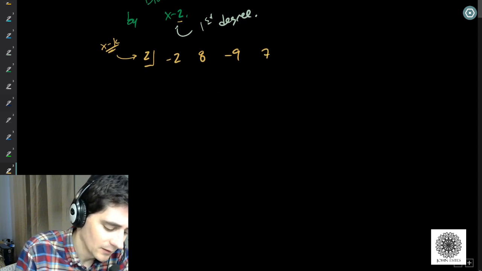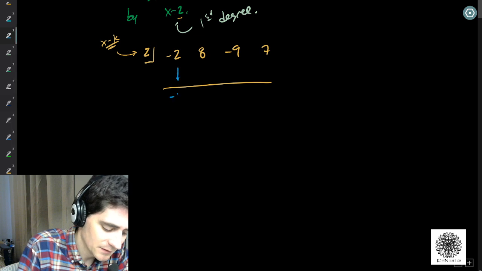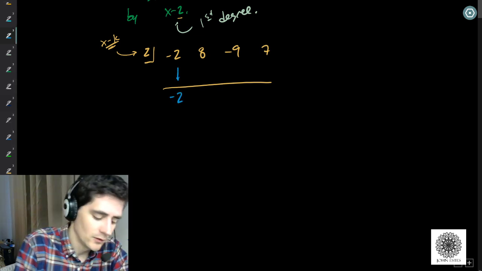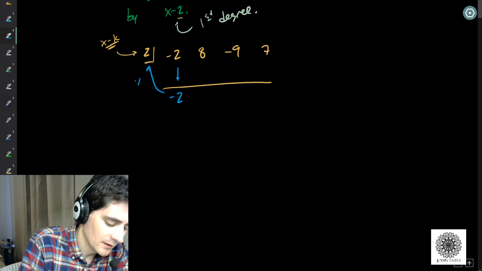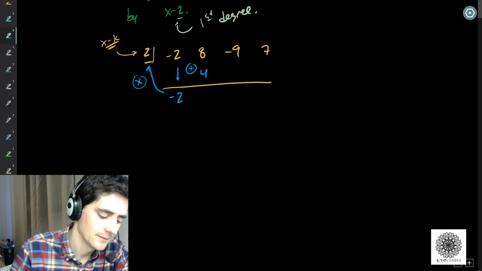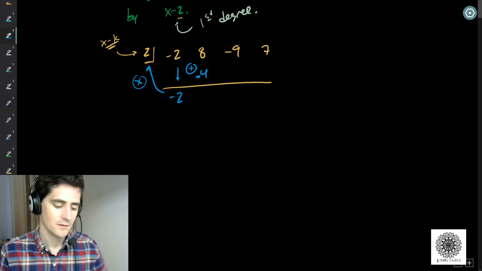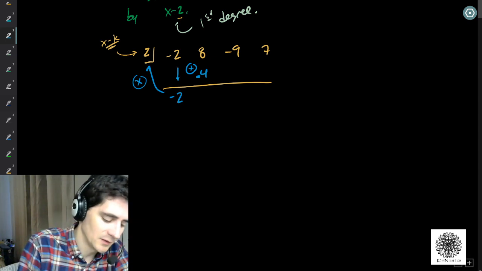Okay, now we have it set up. We're ready to do our synthetic division, and here's the process. You bring down your first term, and then you multiply. So here I'm going to multiply. So negative 2 times 2 is negative 4. And then here I'm going to add. So 8 plus a negative 4 gives me 4.